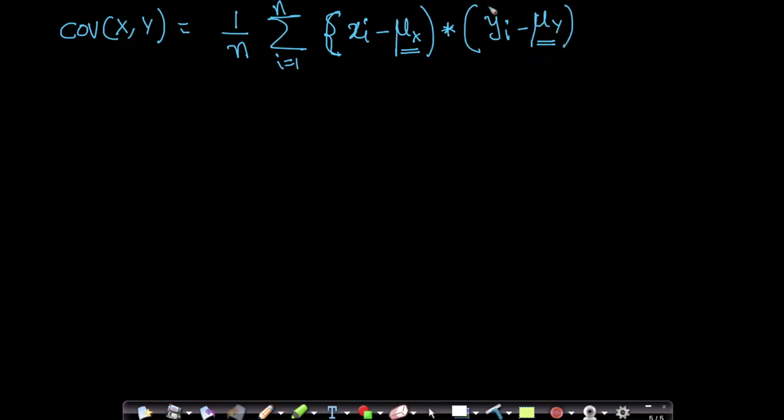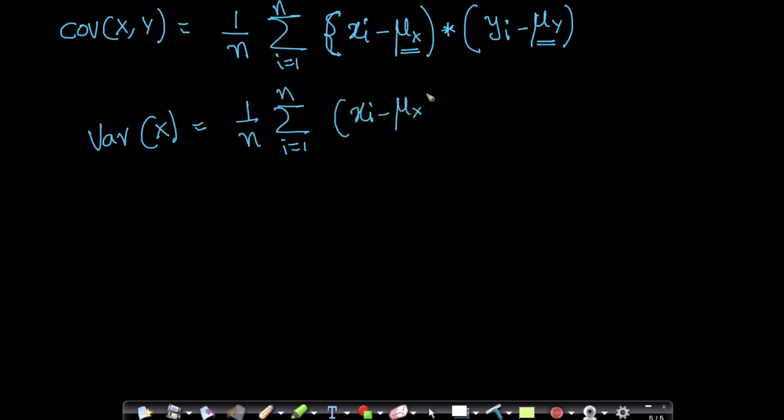Now you might ask, why does this work? This looks very similar to your formula for variance. What is your formula for variance? Variance of x is nothing but 1 by n, summation i equals 1 to n, of xi minus mu of x multiplied by xi minus mu of x. Or in other words, it's nothing but xi minus mu of x, squared. So variance actually looks like this, except that when you're doing covariance, you replace the second term with yi minus mu of y.